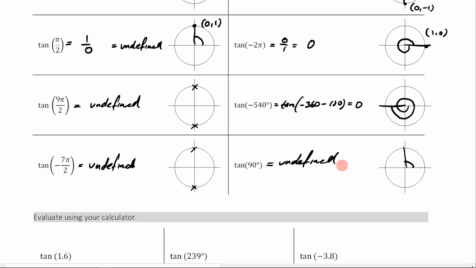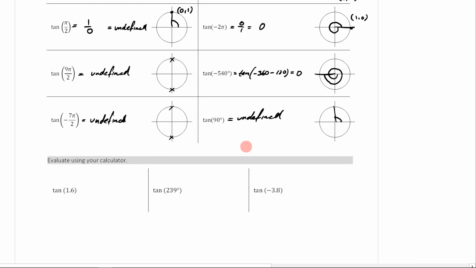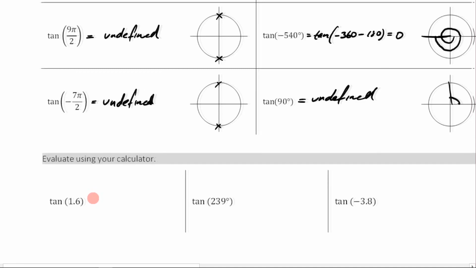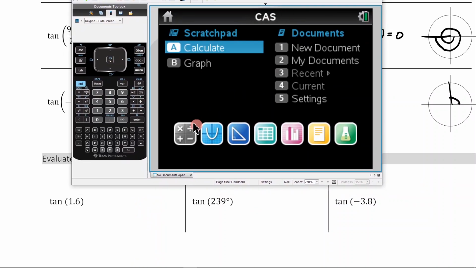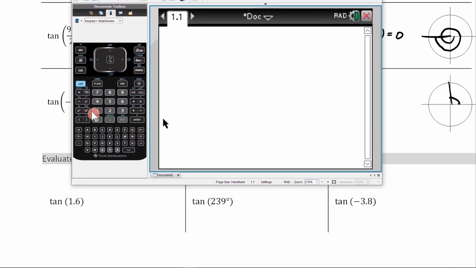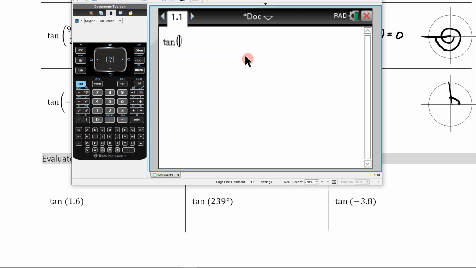Okay, so having now gone through all of those, let's now work through some CAS questions here. Let me just grab my CAS. Here it is. So to answer these on the CAS, nothing too tricky. All you have to do is bring up tan, whoops, that's not tan. Now I'm going to type in 1.6. My calculator is in radians, so that's good. That's going to be my first answer. The next one is degrees.